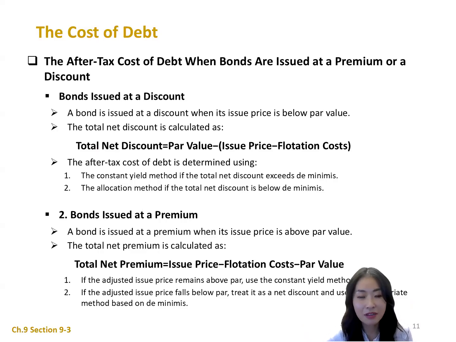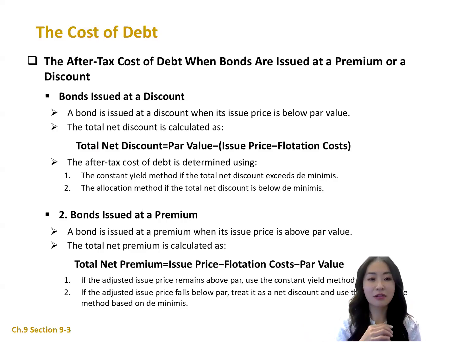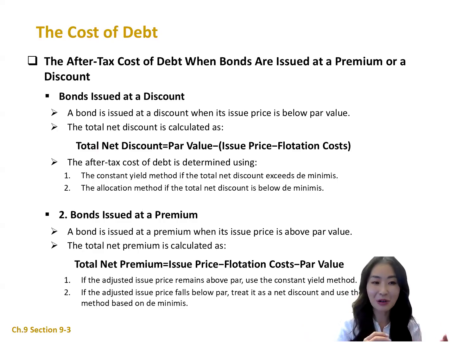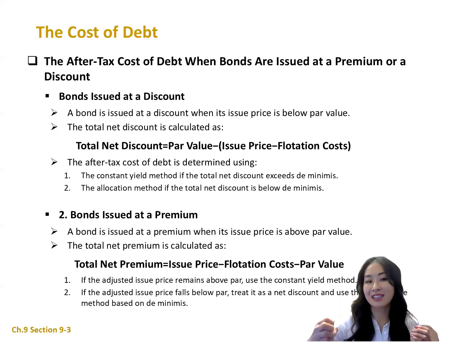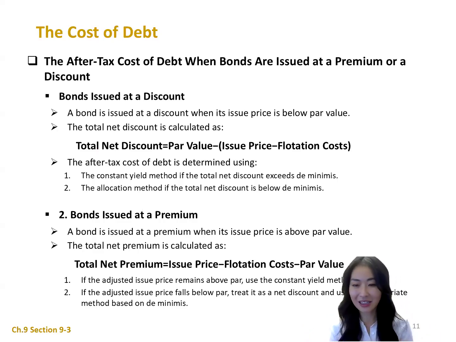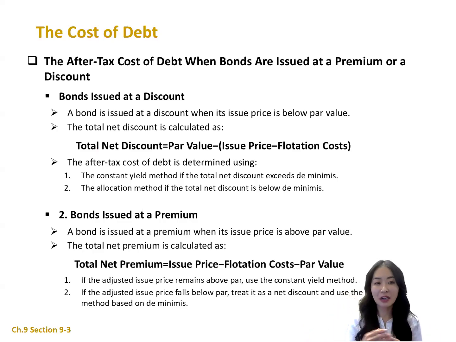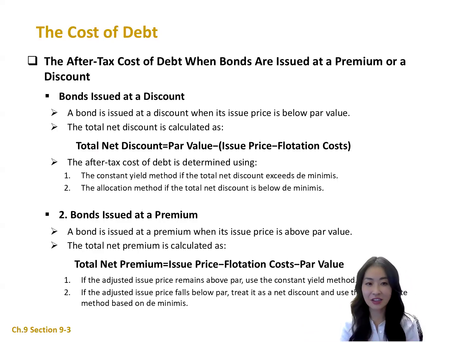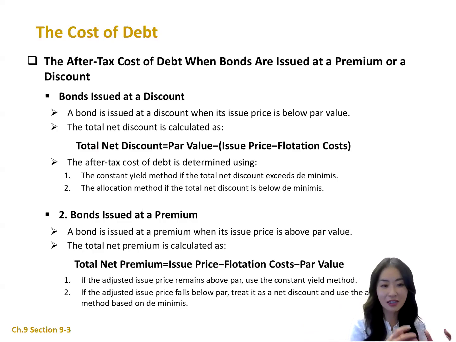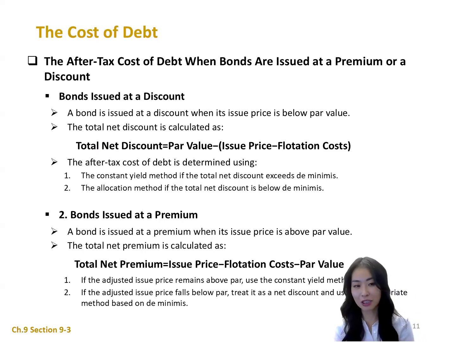Okay, let's move on to the next topic. Let's dive into how a bond issued at a discount or a premium affects after-tax cost of debt. We explore how to measure this adjustment and determine the right way to use the constant yield or allocation approach.